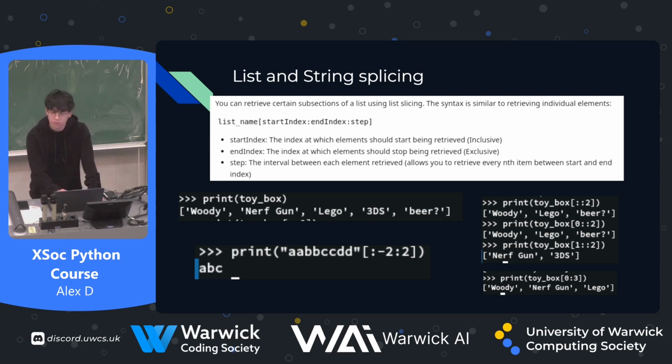Similarly, you can see when we've got toy box and then 0::2, that's as if we're saying that there's no end index, and then that takes a default value of just what the end of the list is. So that's going to print the same thing.